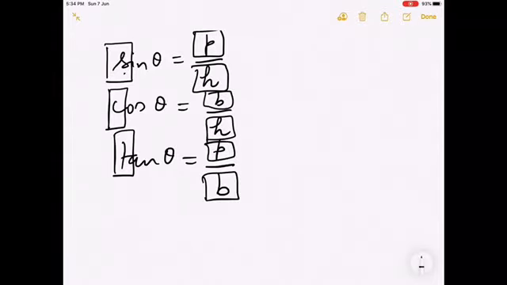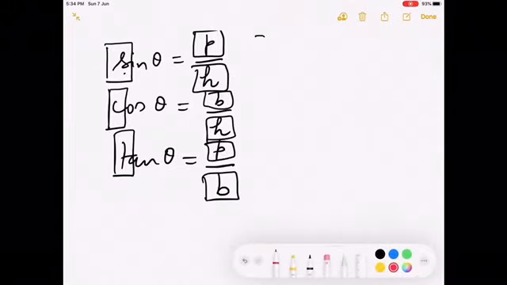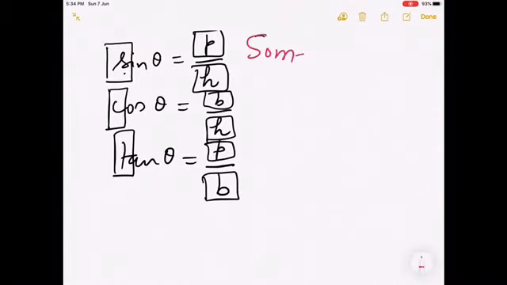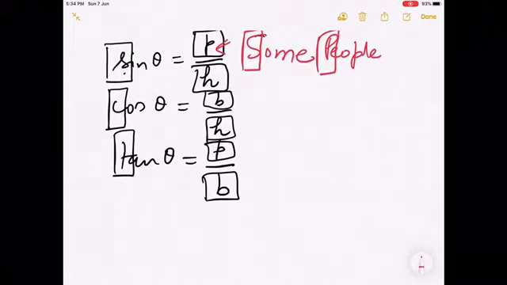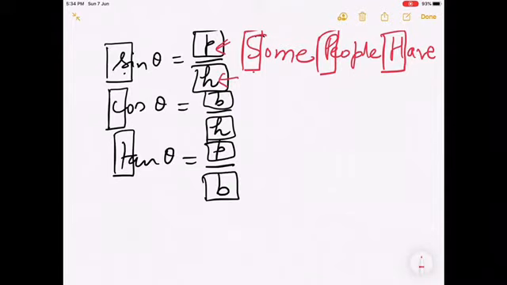So first is S, so I write here S, I write "some". Now this S means sine. Now the next letter is P, so I write here "people". So sine is P upon H. So next I will write something which starts with H. So I'll write here "some people have". So I got H. So now I know that sine is perpendicular upon hypotenuse. S, P, H. Sine, perpendicular, hypotenuse.